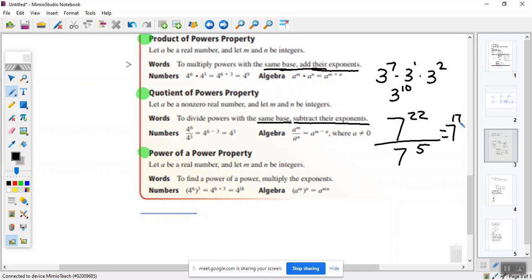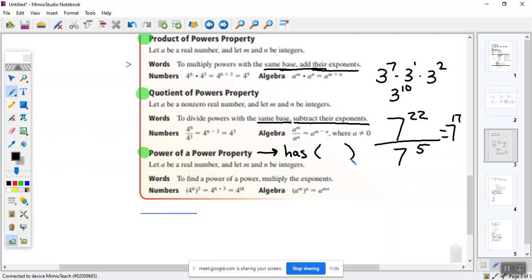Okay. Now, if there is one that's a little trickier, it's called power of a power. It says let A be a real number and let M and N be integers. Power of a power property is going to usually have parentheses in it. So in that example right up there, they say, well, what if I had 4 to the 6th in parentheses, and that's all to the what, kids? To the 3rd power out here.